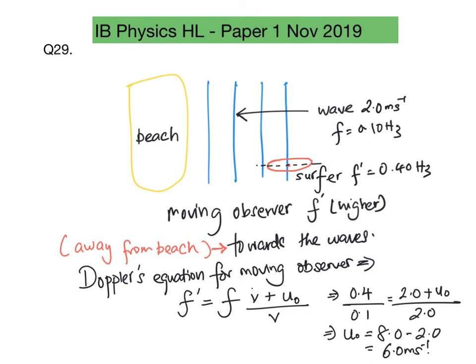Applying the Doppler's equation for a moving observer moving towards the source, we use a plus, and that will work out to give you the speed of the observer at 6 meters per second. So the surfer is moving away from the beach at a speed of 6 meters per second, giving B as the answer.